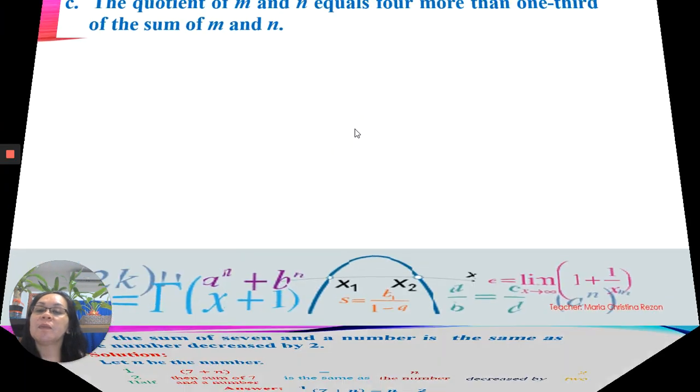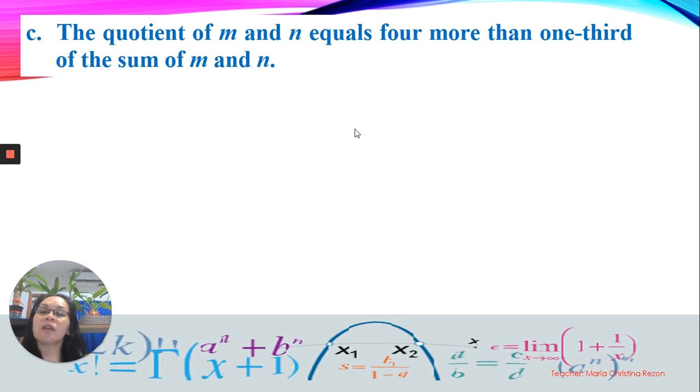Another example. The quotient of m and n equals 4 more than 1/3 of the sum of m and n. Quotient is the result when you divide two numbers. Sum, as what I've said earlier, is the result when you add.